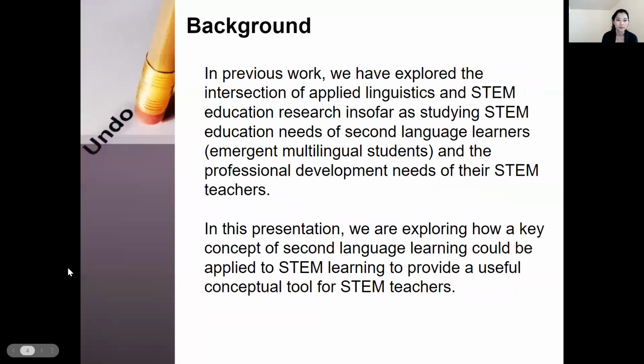errors in the classroom? In our previous work, we explored the intersection of applied linguistics and STEM education research with emergent multilingual students and professional development needs of their STEM teachers. In this presentation, we're exploring how a key concept of second language learning could be applied to STEM learning to provide a useful conceptual tool for STEM teachers.